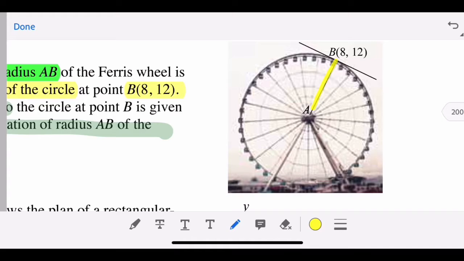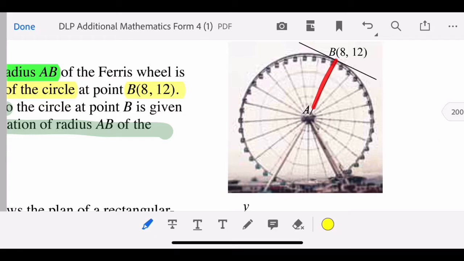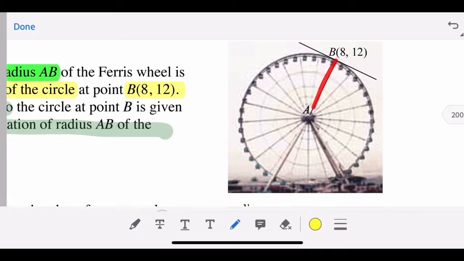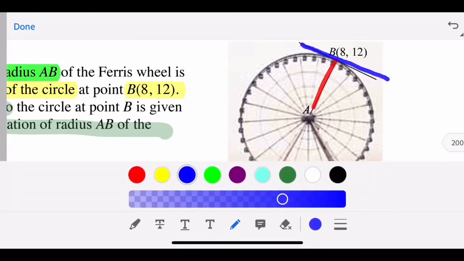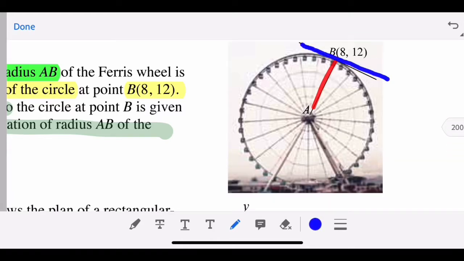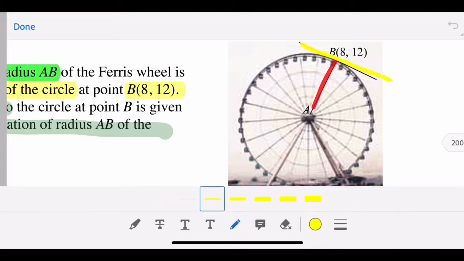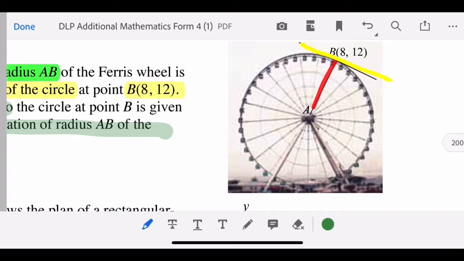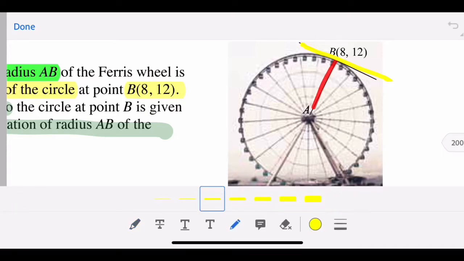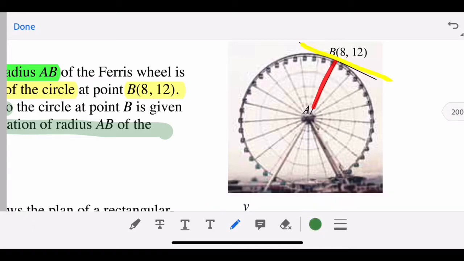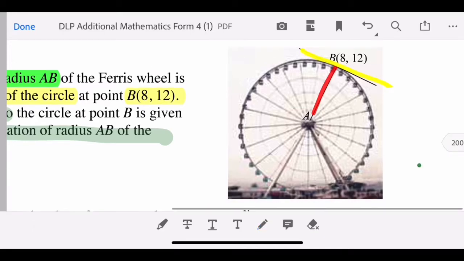Okay, so when there is perpendicularity, the gradient of the radius multiplied by the gradient of the tangent to the circle must be equal to -1. This is another important concept that you must know. So the yellow line and the red line, which is the radius, make a right angle at point B. So we call it perpendicular.